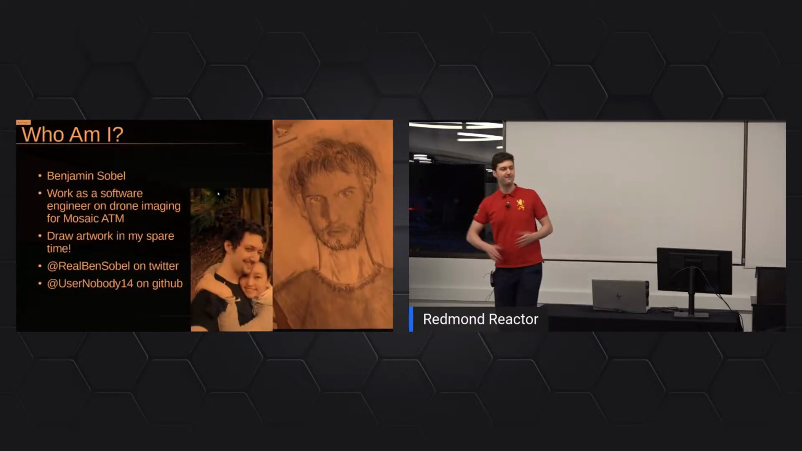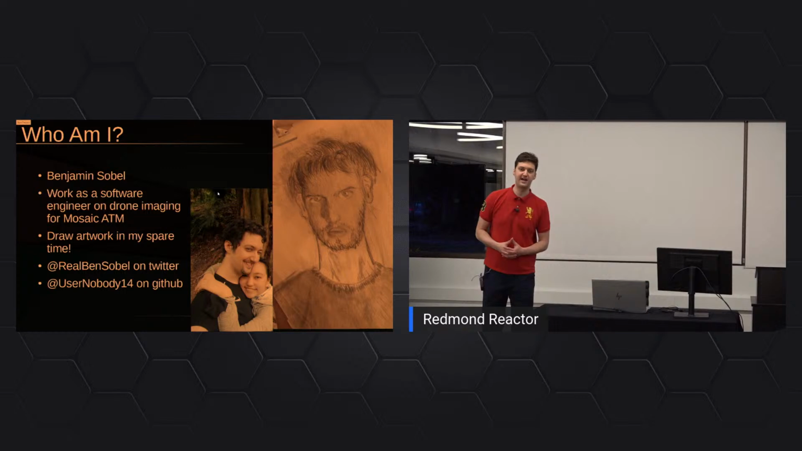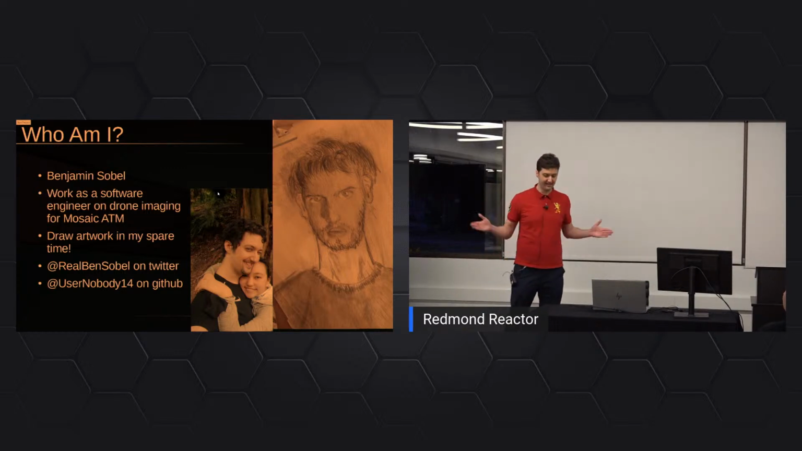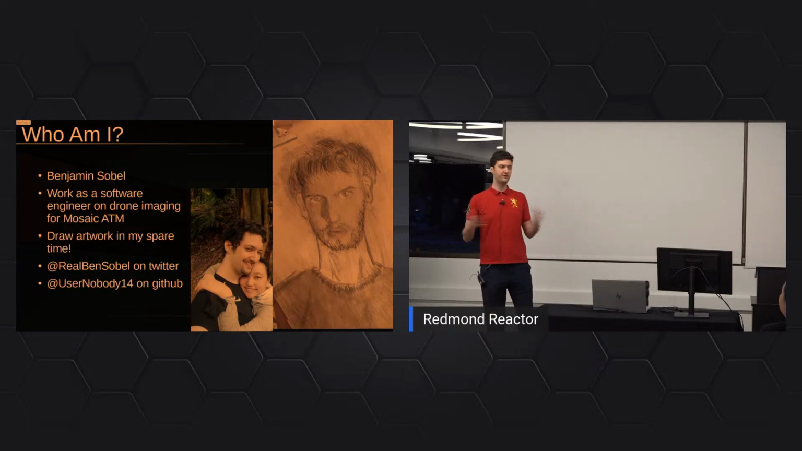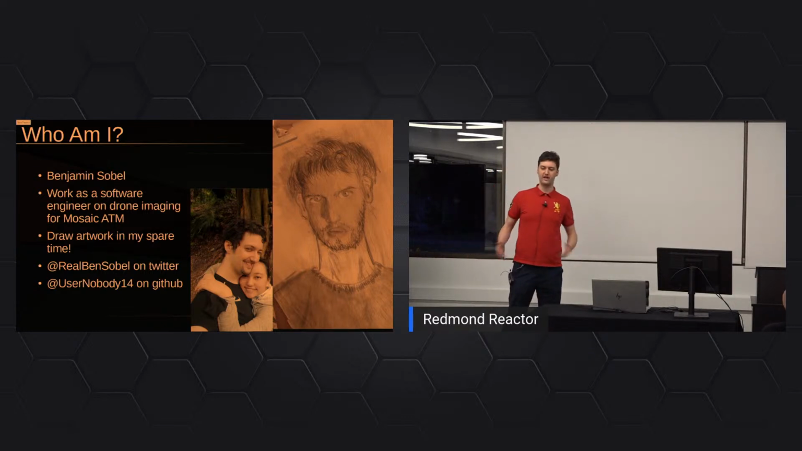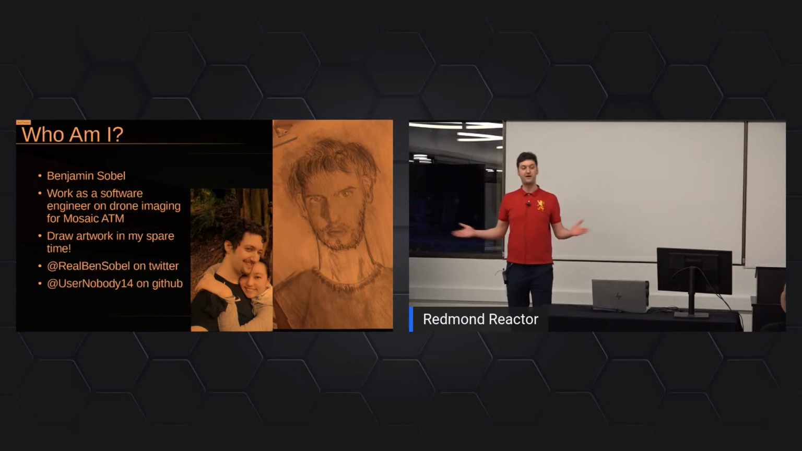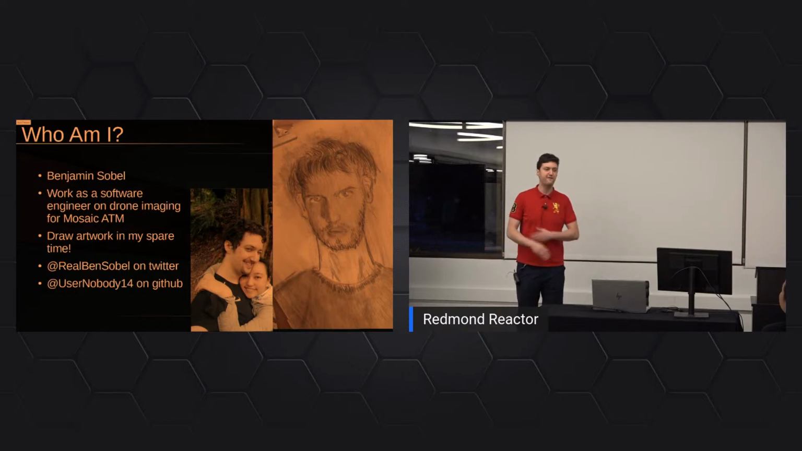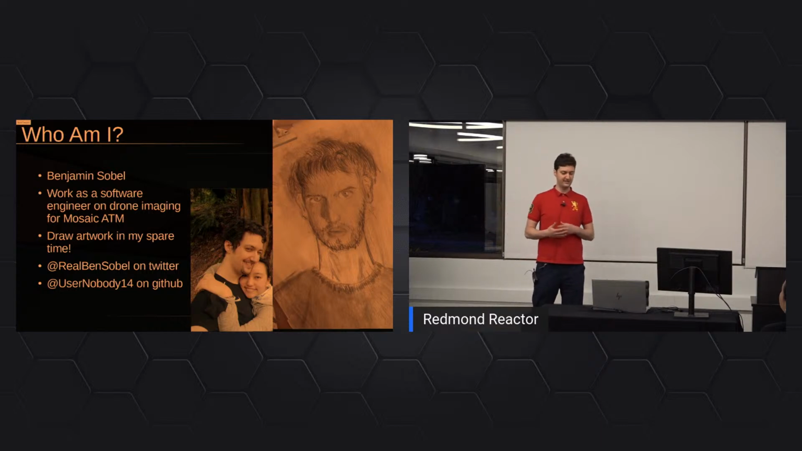So who am I? My name is Benjamin Sobel. I work as a software engineer at a company called Mosaic ATM, and we do work on drone imaging and on machine learning regarding drones and the footage that gets sent back from them. As an aside, I also draw artwork, like the little self-portrait you see there, in my spare time. So I think that makes me very well fitted to discuss AI art and this brand new space.